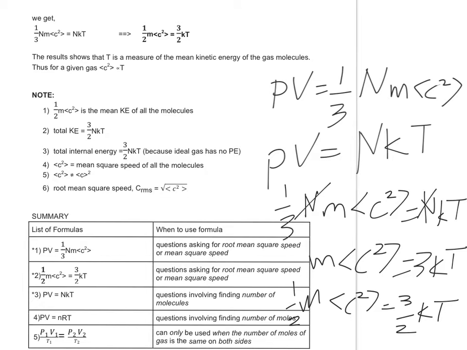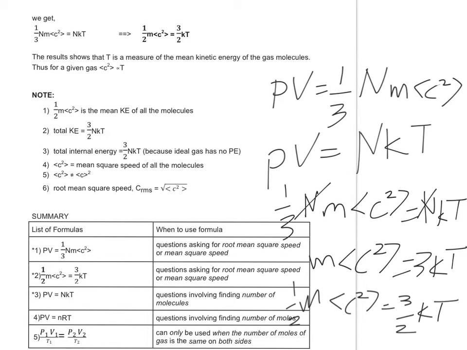So this is how we derive the equation for half mc squared equals 3 over 2 kT. Now what does this equation tell us? Half mc squared here represents the mean KE of all the molecules. But when you say mean KE of all the molecules, you are actually talking about the KE of one molecule. It's just that the average of all the molecules gives you the KE of one molecule.